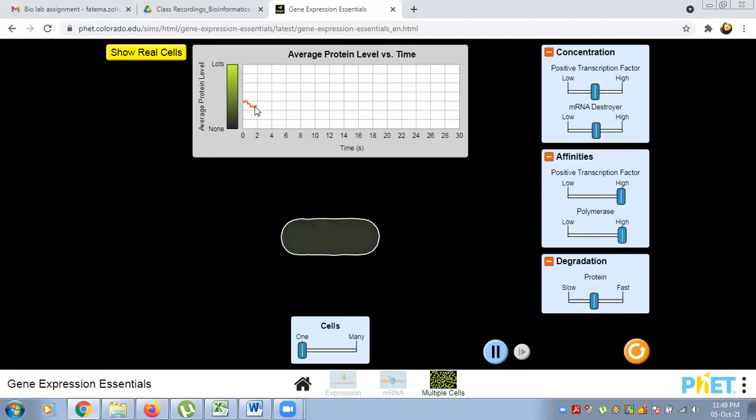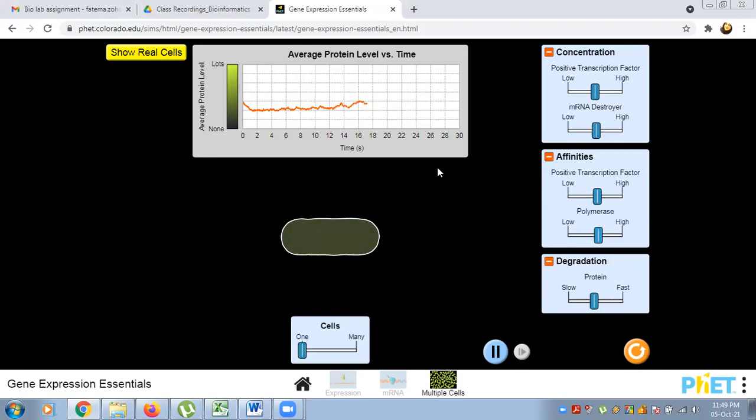Then of course the average protein production by this bacterial cell will rise with time, because the positive transcription factor, as we have mentioned before, will increase the rate of the transcription process. And for polymerase, we also know that it is the enzyme which is involved in the transcription process, which initiates the transcription process.